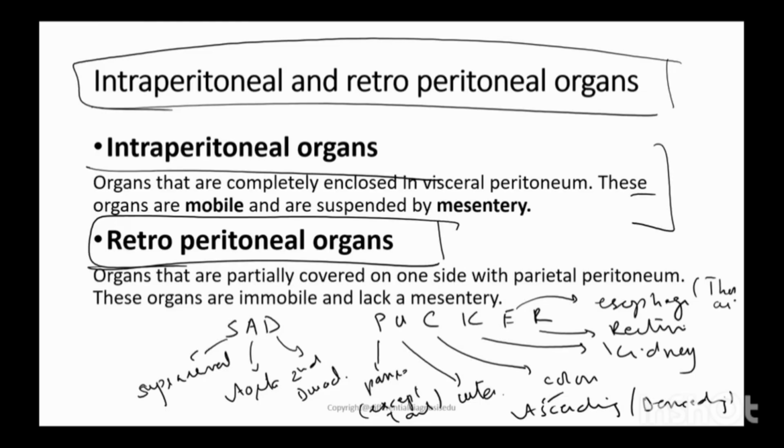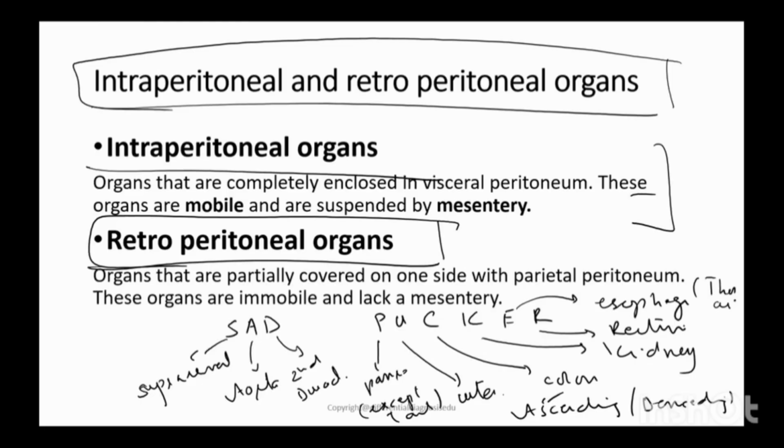Now, why are retroperitoneal organs important? Because if there is an injury to a retroperitoneal organ, the patient can bleed to death. So that's why they are very, very important. Let's say there is an injury to the kidney, a patient can develop hematoma or bleeding retroperitoneally, in the retroperitoneal space, and they can bleed to death. That's why they are very important.